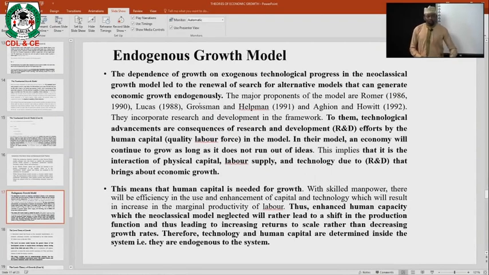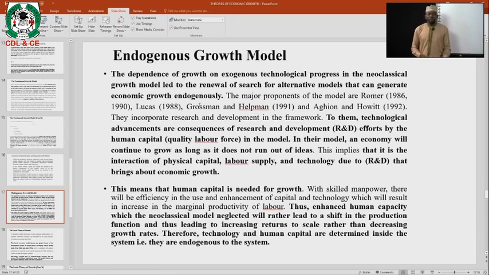That takes us to the endogenous growth model. Recall that in our explanation of the neoclassical growth model, we did say that the neoclassical growth model assumes that technology is exogenously determined. This is determined outside the system. So it is the dependence of growth on exogenous technological progress in the neoclassical growth model that led to the renewal of search for alternative models that can generate economic growth endogenously.